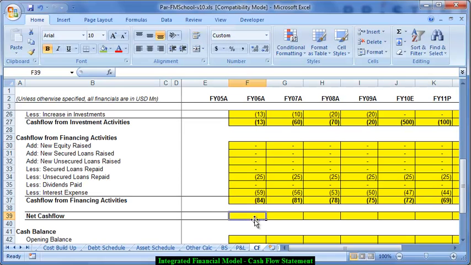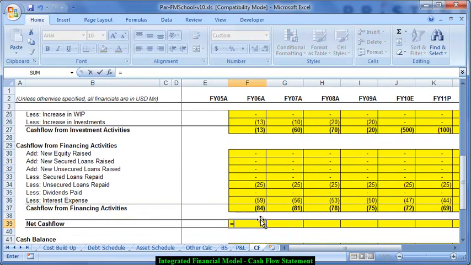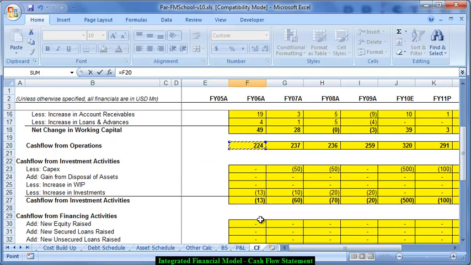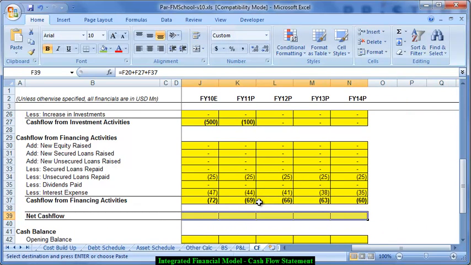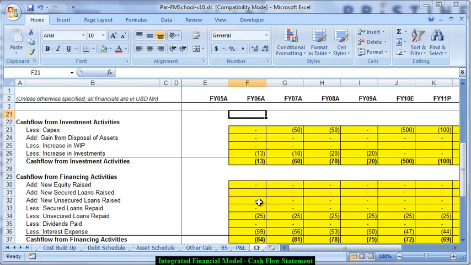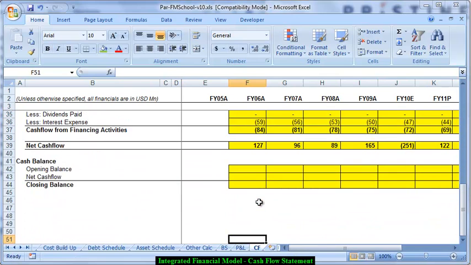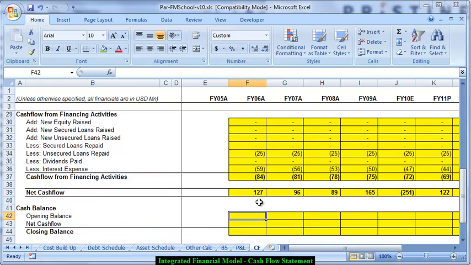Is that okay? So my net cash flow is basically from the three activities that I have, from operations, from investment and financing. So I take it from operations plus investments plus financing. That's my net cash flow. I take it to the right and enter. So we have the net cash flow from all these parts. Now let's calculate the closing balance.